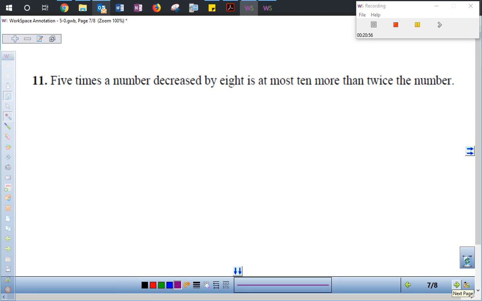On number 11, we have 5 times a number decreased by 8 is at most, so that's the phrase that we're going to look at for our inequality symbol, is at most 10 more than twice the number. So let's talk about what is at most means. For example, if you go to McDonald's, you can get a kid's meal if you are at most 12 years old. Okay, so you can get a kid's meal if you are at most 12 years old.